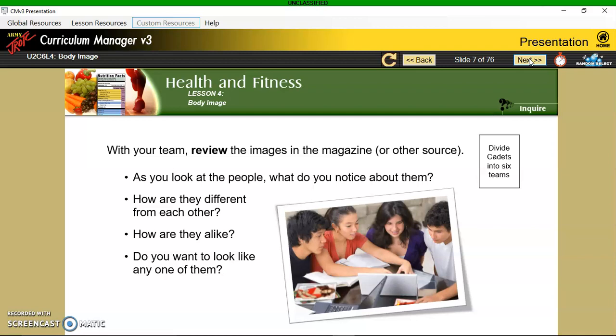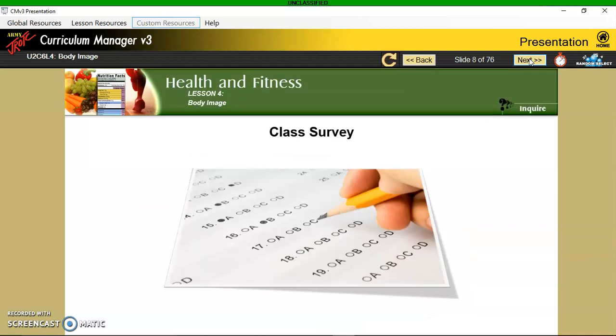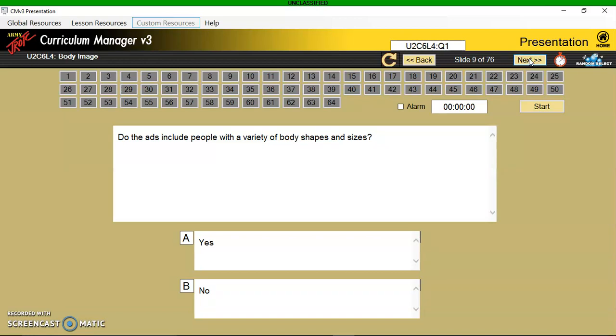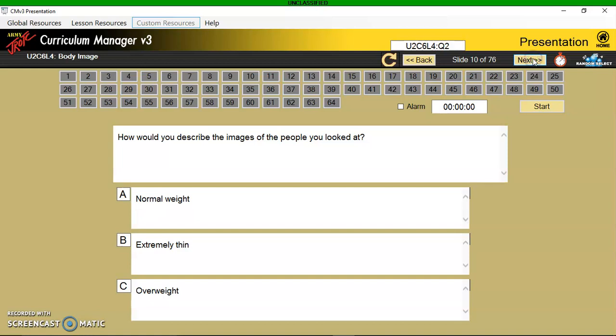You can pause this and come back, but we'll talk about it because I took a look at the magazine I've got here, and I'll say, do the ads include people with a variety of body shapes and sizes? Mine didn't. Granted, I was looking at a boating magazine because I like boating, and a lot of them in the magazine were pretty similar, pretty similar fit models wearing bathing suits. So, continuing, how would you describe the image of the people you looked at? I would say that most of them were pretty normal to probably extremely thin. So that's at least my experience.